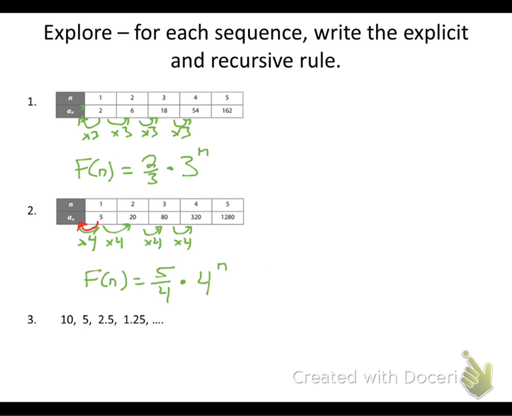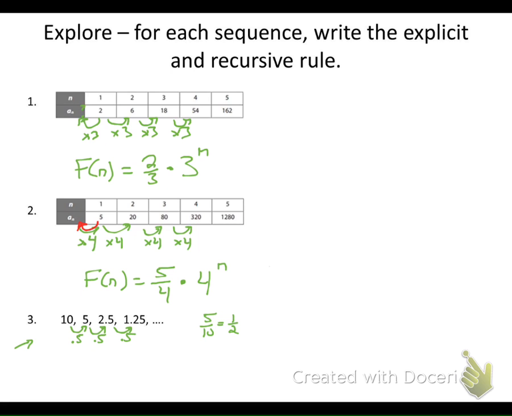And then lastly, let's come down to this last one. If I look at my growth rate, it's interesting here because our terms are decreasing. They're getting closer to 0. So 10 times what gives me 5? Well, if I wasn't sure, I could just do 5 divided by 10, and that looks like a 1/2. So it looks like my growth rate is a 1/2 here. Each time I'm multiplying by half to find the next term.